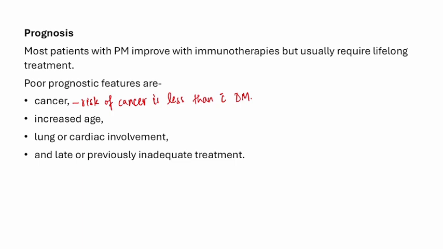Prognosis: patients improve with immunotherapy, but we have to give lifelong treatment. Poor prognostic features are cancer, though the risk is more with dermatomyositis, but risk is there with polymyositis also, though to a very less extent. More the age, more poor the prognosis.